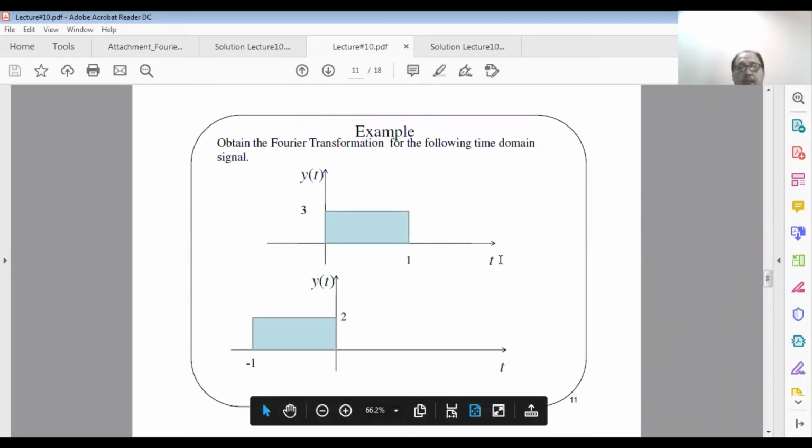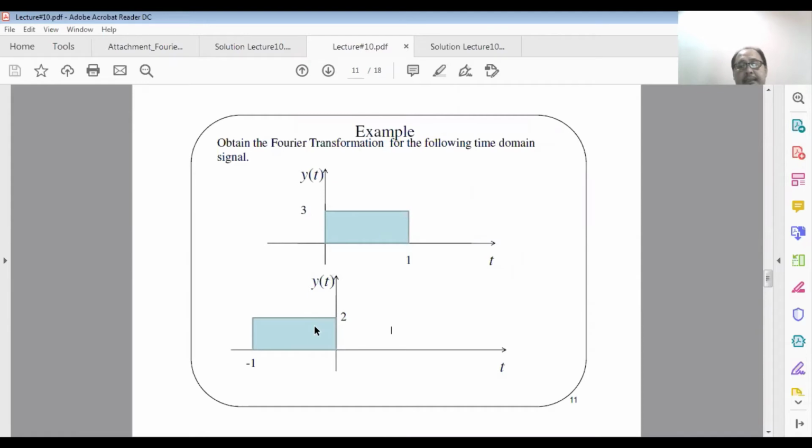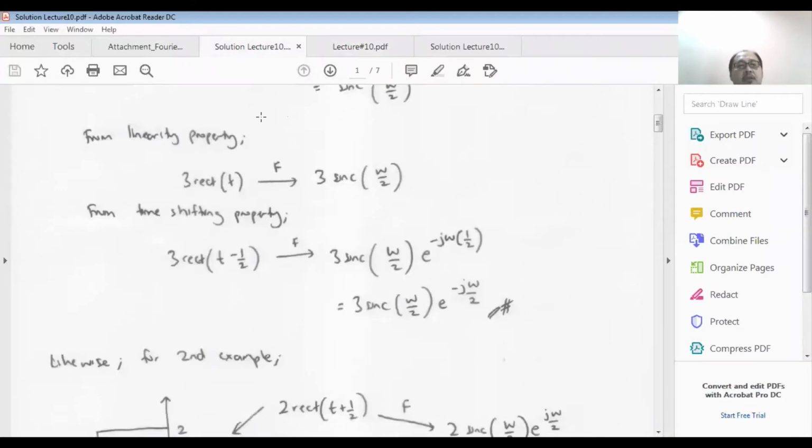So I hope I made it clear to you. Let's proceed to the second example. For this case, we are given a rectangular signal which is also shifting, but this time the signal is shifted half unit to the left, and the amplitude is now scaled to 2. So what should be the solution for this? Let's have a look.